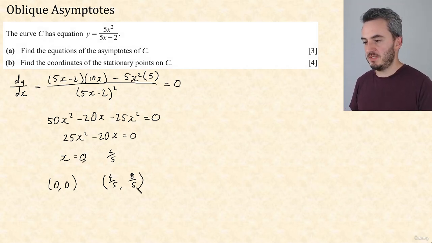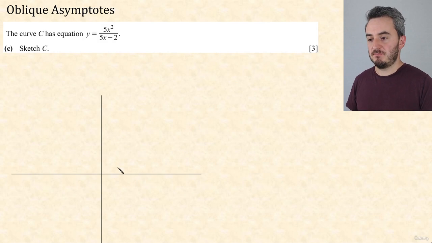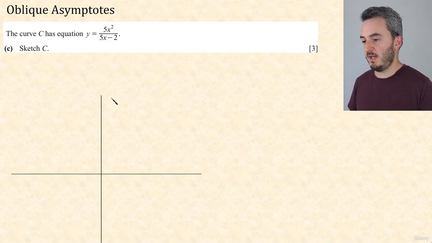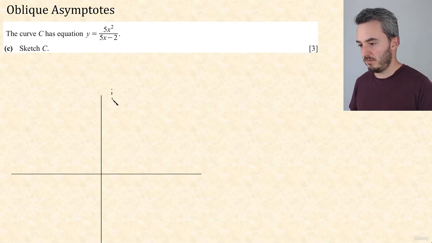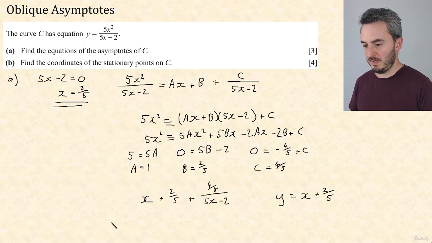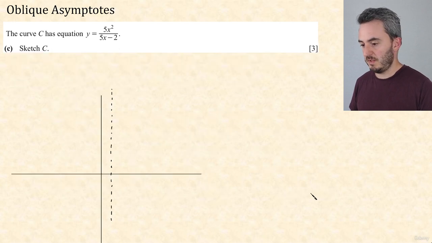Okay, on with part C. Sketch it. Well, we've already worked out that the vertical asymptote is x equals 2/5. So let's put that in, relatively small. And we also have the equation of our oblique asymptote. If I go back here, it's y equals x plus 2/5. So 2/5 we've already got. It's this distance, so it's going to be the same one here, and it's just x equals that, so a gradient of 1. So there's our oblique asymptote.